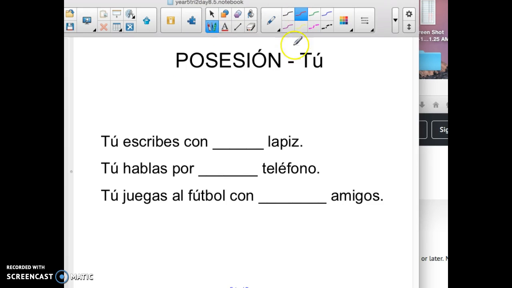Okay. So how do we say that these things belong to you? Tú escribes con tu lápiz. Tú hablas por tu teléfono. It's kind of tricky in Spanish because saying you write with your pencil, you talk on your telephone, if you're saying you or your, it's the same word, tú. It's not two, like the number two in English.